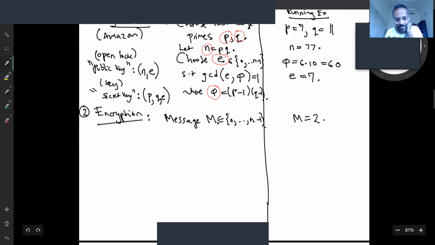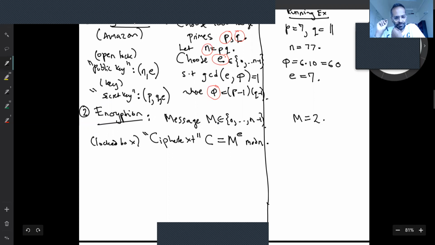So how do you encrypt this message M? The ciphertext, this is crypto speak for the locked box containing the message, C, is you take your message and you raise it to E modulo N. Okay. So it's kind of weird. But notice that I can do this if I have the open lock, right? I take my M, I know N and I know E, so I can compute M to the E modulo N.